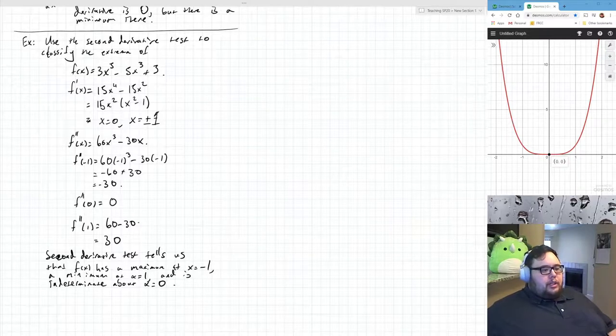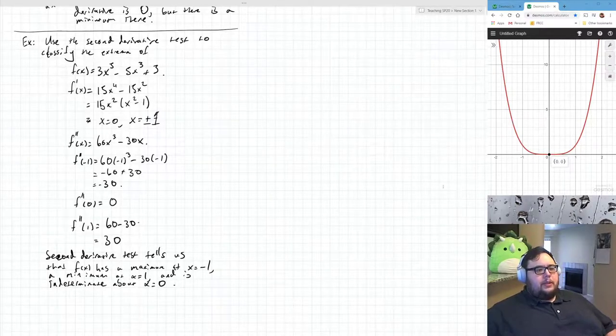Any questions about these derivative tests? Why they work, how they work, how to apply them. Okay. If that is the case, then let's go ahead and jump into some optimization problems.